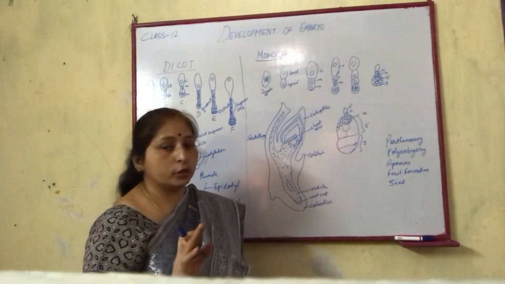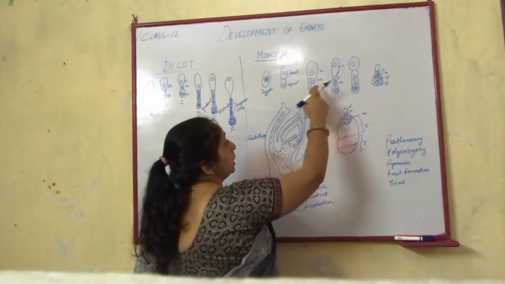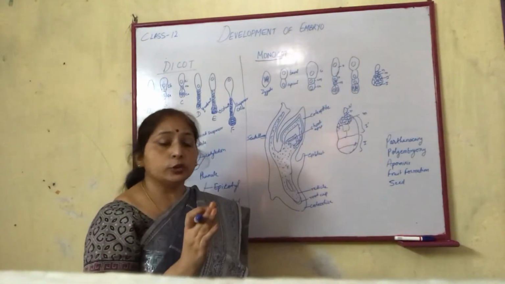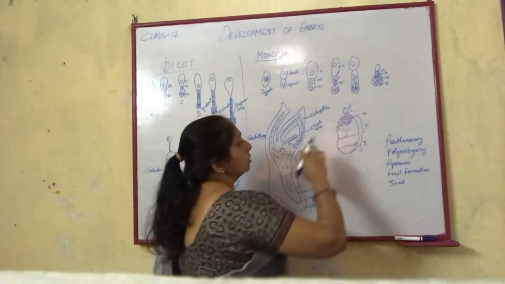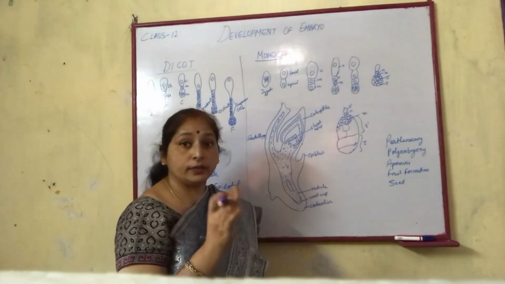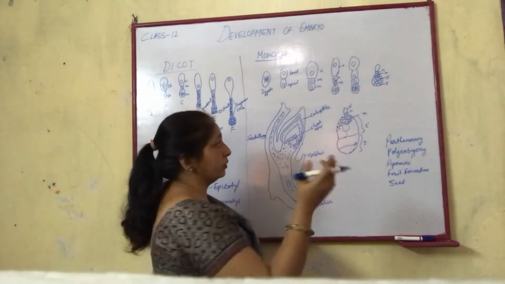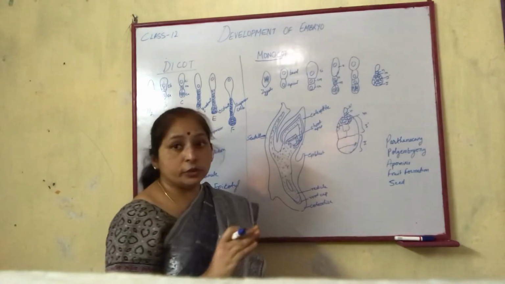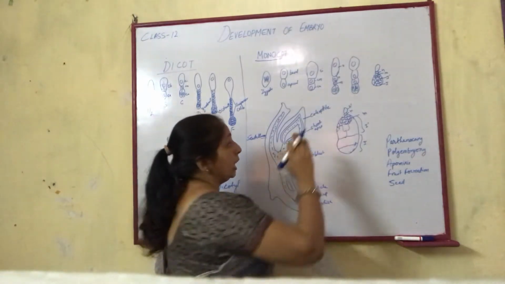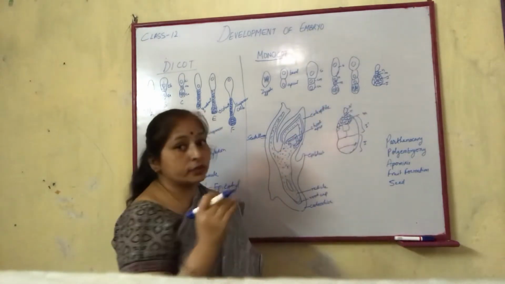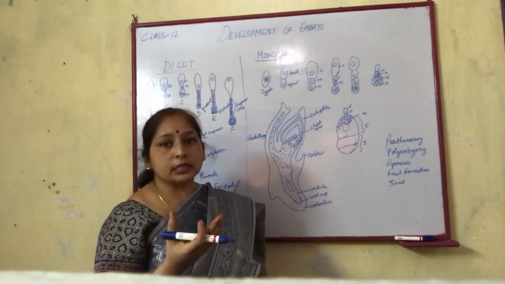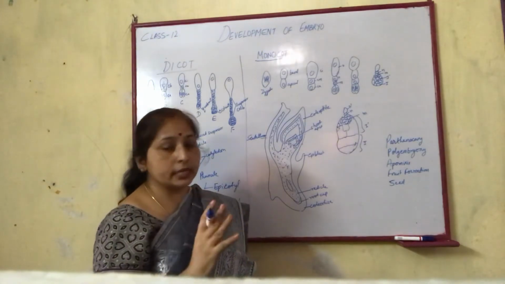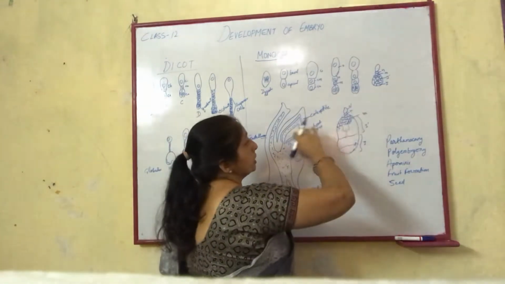In case of monocot, the next stage is the longitudinal division, and the stages up to the quadrant stage are similar to the dicotyledonous. Afterwards there is a change. At this stage there is a longitudinal division in the apical cell. Again the apical cell undergoes transverse division, but the cytoplasmic division is not present, only the nuclear division. So 4 nuclei are present here.